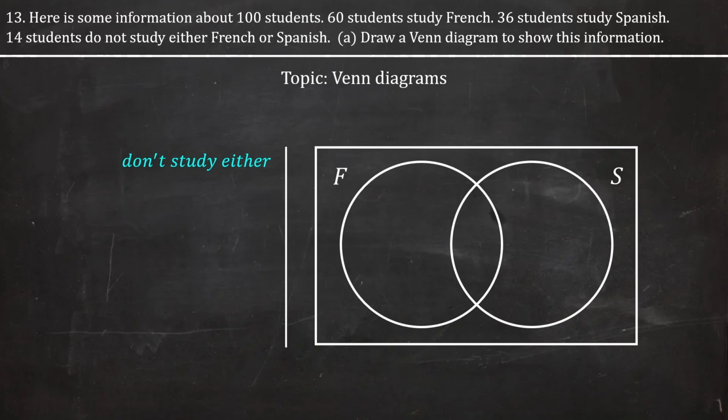Usually I tell students to start at the middle, but in this case we can't because we actually don't know how many students are in the middle. So we're going to start with the information that we have. 14 students don't study either, so we put the 14 outside.